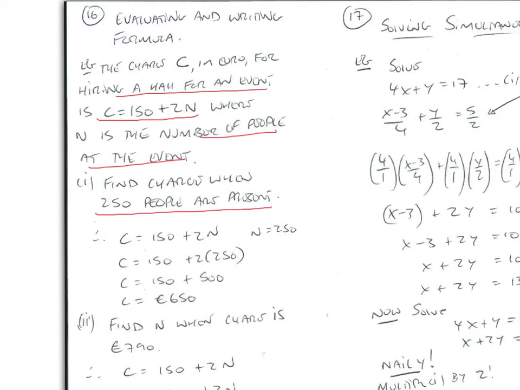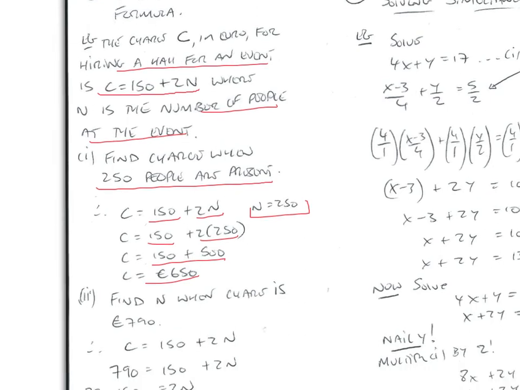So the formula to find the charge C in euros is 150 plus 2 times the number of people who attend, that's 250. So C is 150 plus 2 times 250, which is 150 plus 500. The charge is 650 euros.